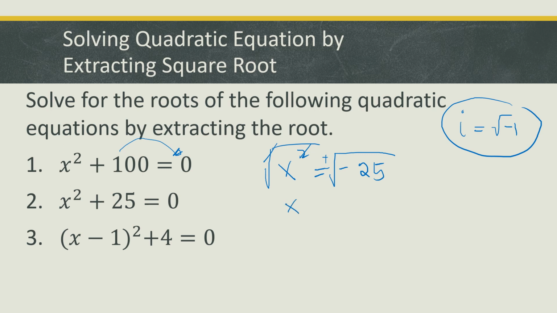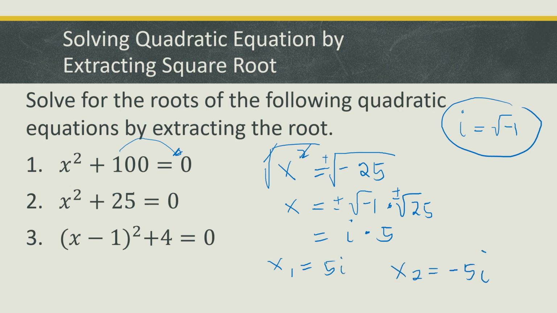So again, let us factor it out. We have square root of negative 1 times the square root of 25. So we have now here square root of negative 1 is i, and the square root of 25 is 5. Take note that this is a positive and a negative number. So therefore, we have the first solution of positive 5i, the second solution of negative 5i.